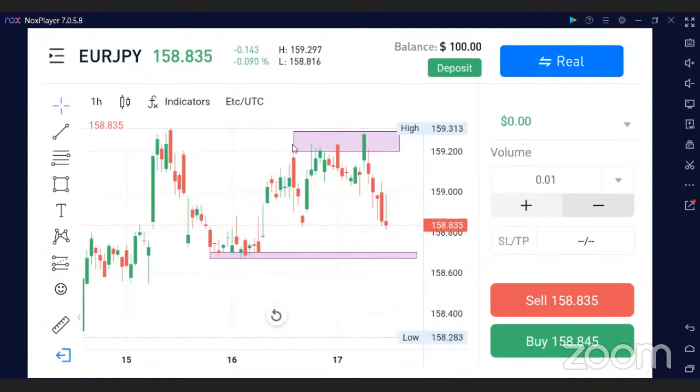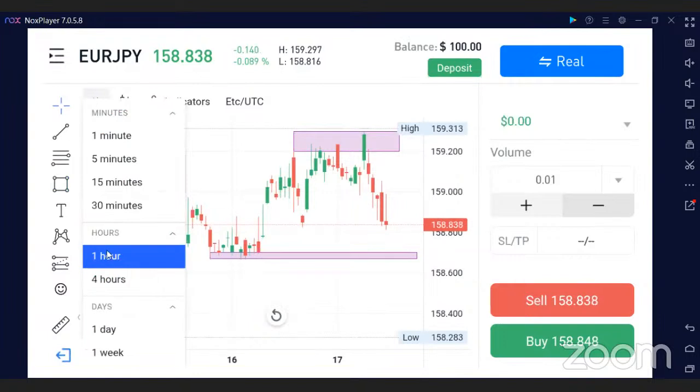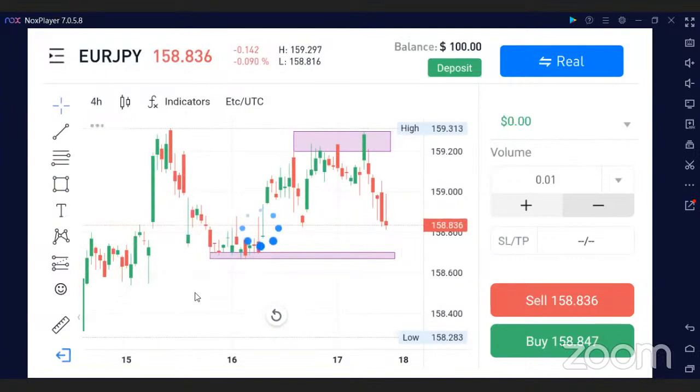How do I know? Because if you go to your higher time frame, which is the 4 hours, just take note of everything that I'm doing. I was in 1 hour earlier, now I'm going to my 4 hour time frame. Now that I'm in my 4 hours, it's still loading.